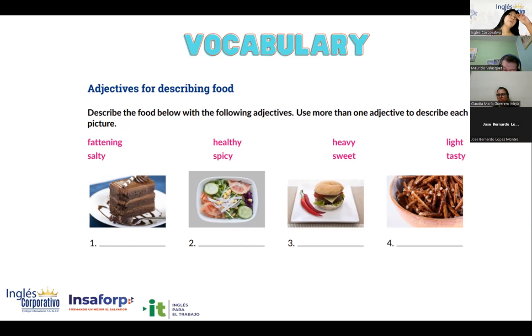Those are pretzels, right? Those are delicious, but in a different presentation, because those are kind of large. So this could be salty and tasty, right? Okay, perfect. Adjectives for describing food: fattening, salty, healthy, spicy, heavy, sweet, light, and tasty.